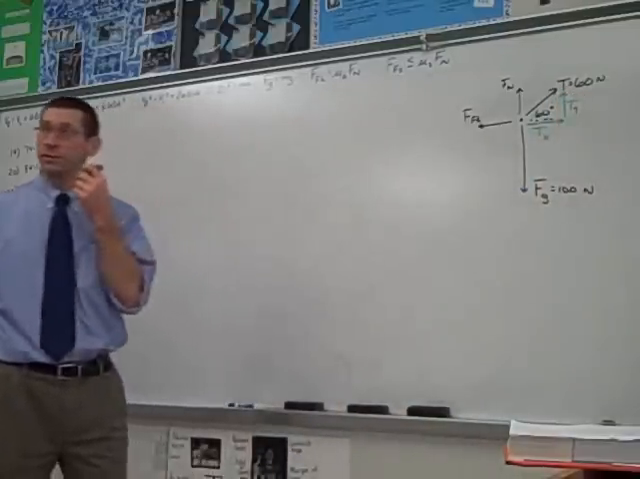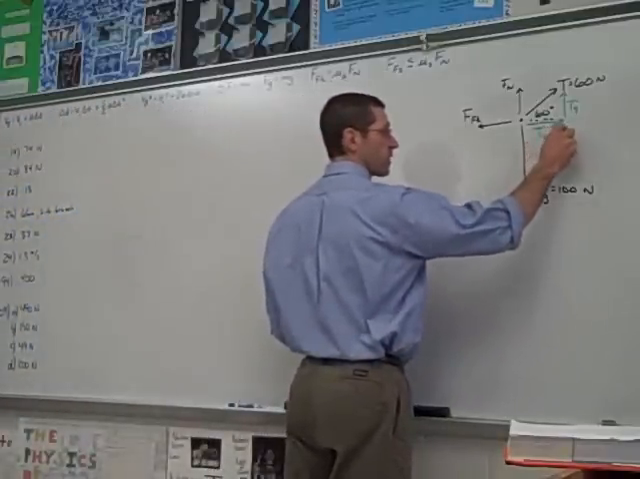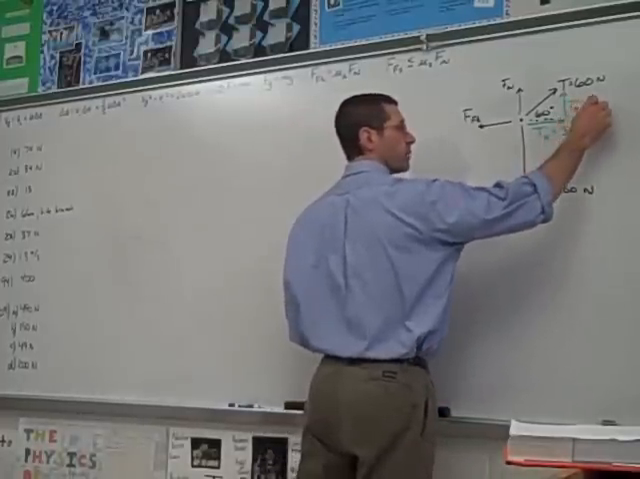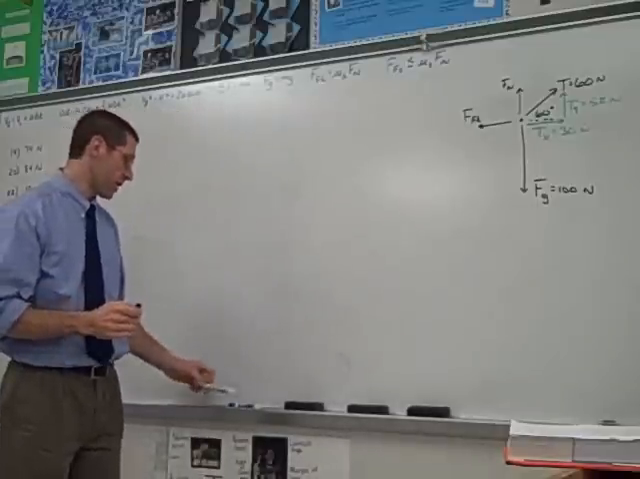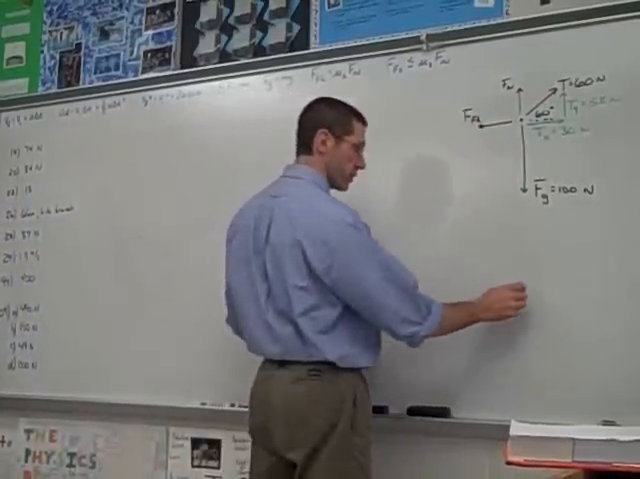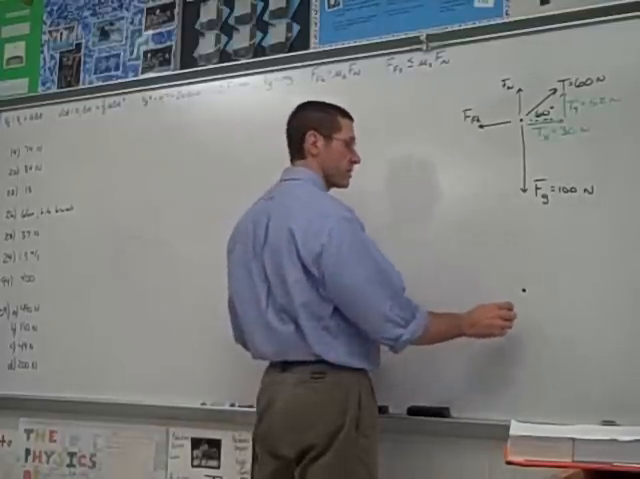And so you're going to do your triangles. 60 cosine 60 is going to give you x, which is 30 newtons. And 60 sine 60 is going to give you y, which is 52 newtons. So by doing that, we effectively have removed this tension from our free body diagram. So if I were to redraw the free body diagram, you don't have to do that. I just want to do this for illustration purposes.